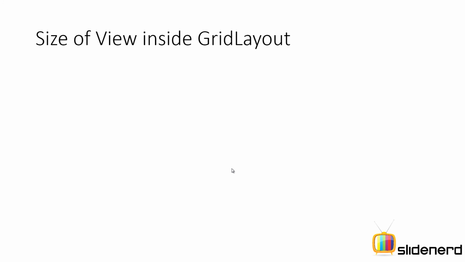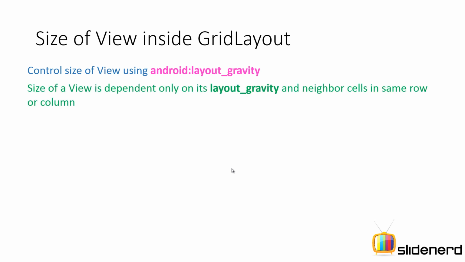What are the different things we can do with a grid layout? First question people have is, hey, can I change the size of the views inside? Can I make something look bigger, smaller? Well, yes you can. To a limited extent, you can use the Android layout gravity attribute to ensure that your views can take more space or less space. Now remember, this second point is very important: the size of a view is dependent not only on its layout gravity but also on the neighbor cells. What does this mean? I'm going to show you an example, but for now, bookmark this point inside your head.